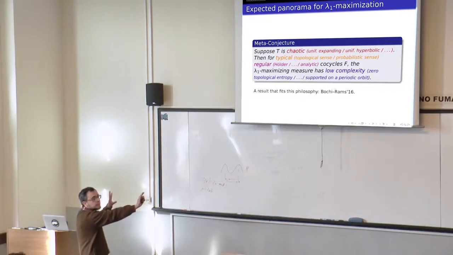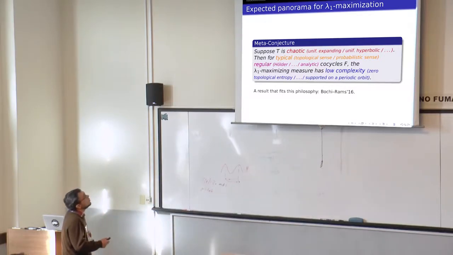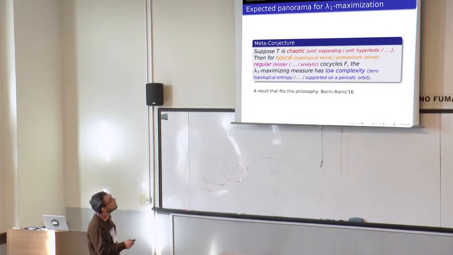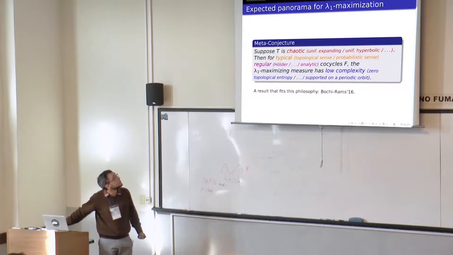So let's focus on the beta, right? Let's maximize the Lyapunov exponents and let's forget about this problem for the moment. And now let's formulate another meta conjecture, which is essentially what we had before, but now the cocycle version. Suppose your T is chaotic in any of these senses, then typically in any of these senses, for regular cocycles, meaning at least Hölder, the conjecture is that the maximizing measures should have low complexity. And low complexity, the weakest version of the conjecture would be that they have zero topological entropy, and the strongest version would be that they are supported on a periodic orbit. But who knows, maybe in some specific situation you can get something more precise.